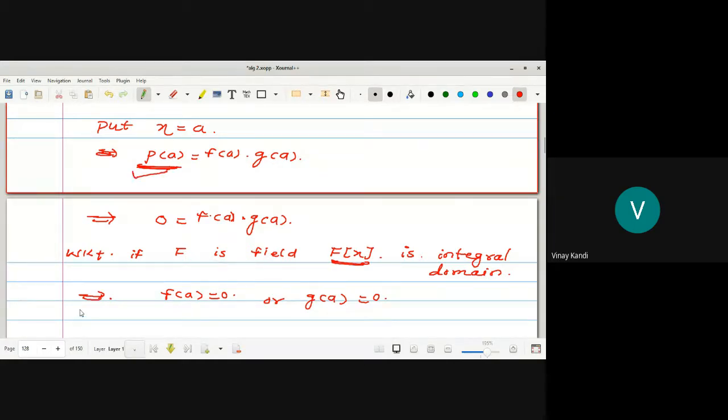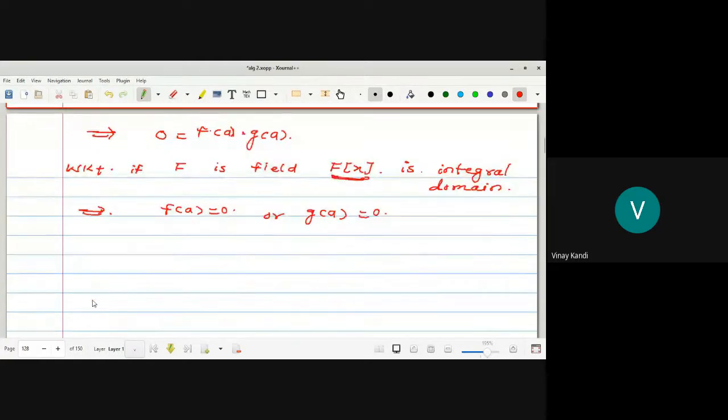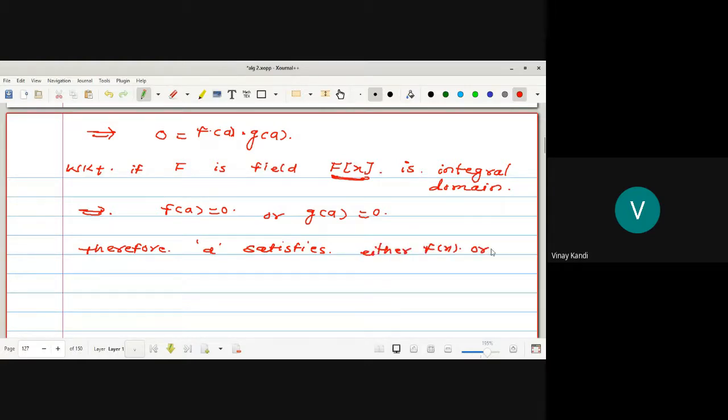Therefore a satisfies either f(x) or g(x). So this implies that a satisfies a polynomial whose degree is less than that of p(x), so p(x) is not the minimal polynomial over F, which is a contradiction.